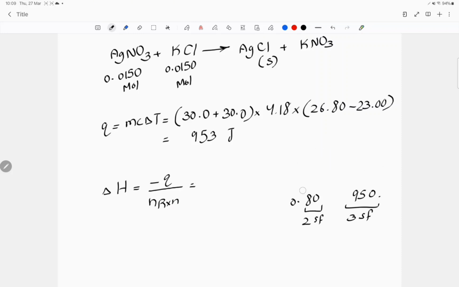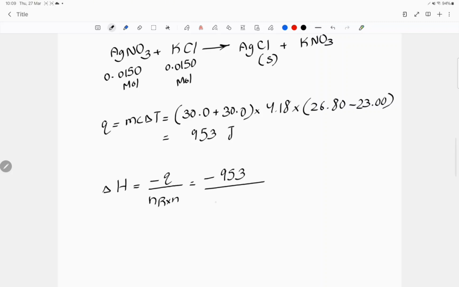So negative Q is negative 953. And n reaction is just the mole of the limiting reactant, which we said they're both limiting. So 0.015. You take it and you divide by the coefficient, which is how much? 1. A 1. So don't do that. Okay? If there is like a 2, you divide by 2. And if it was a 2, you multiply this by 2 as well, right? No. You just divide the mole.